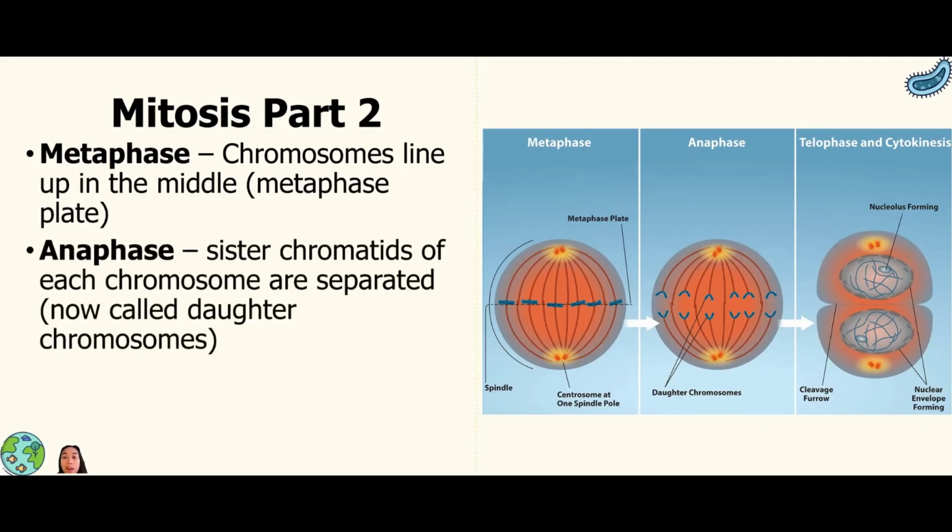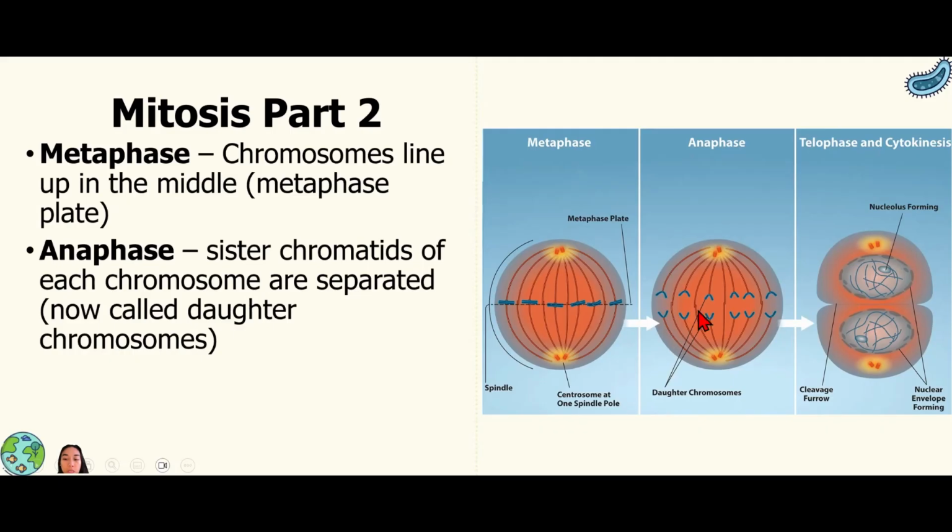And that is essentially what happens in anaphase. So in anaphase, the sister chromatids are going to separate. Okay, so remember that a chromosome, when it's replicated, looks like an X, right? And each half of the X is a sister chromatid. Those are identical to each other. And what ends up happening in anaphase is those microtubules shorten and they pull the sister chromatids apart.